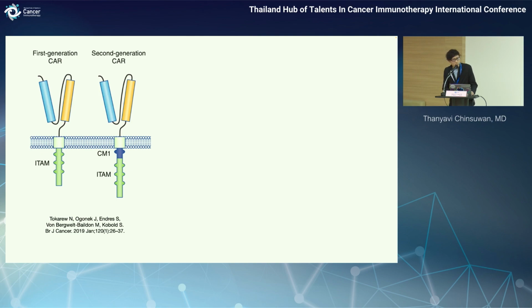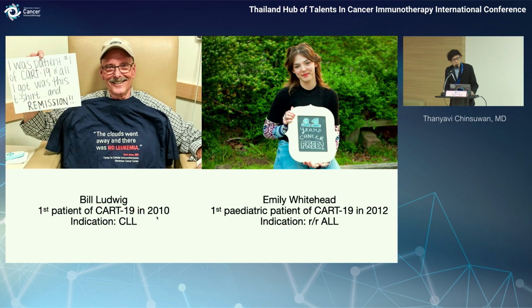The rest is history. Shown here on the left is Bill Ludwig, the first patient ever to receive CAR-T19, now known as Kymriah, in 2010. His indication was CLL, and he went into remission after failing multiple rounds of chemotherapy. After receiving CAR-T19, he remained in remission for 11 years before he passed away 2 years ago because of COVID-19 pneumonia, but that's not cancer.